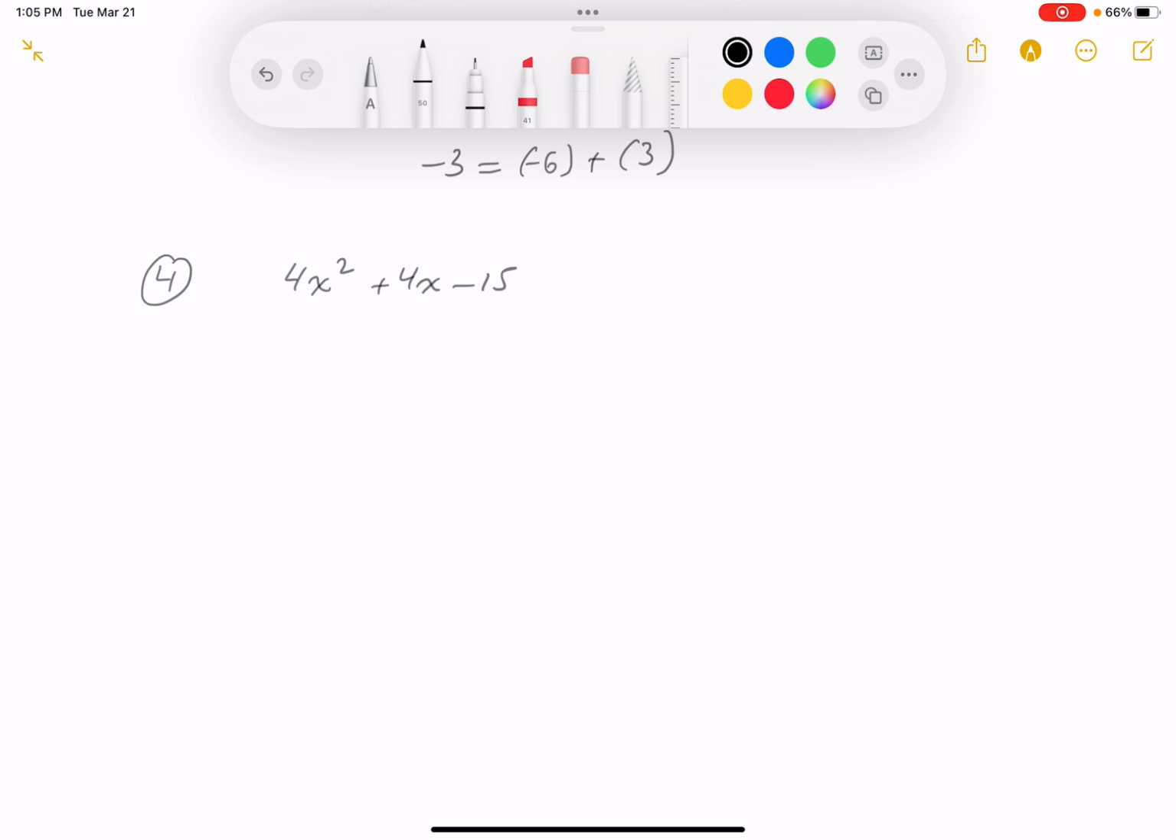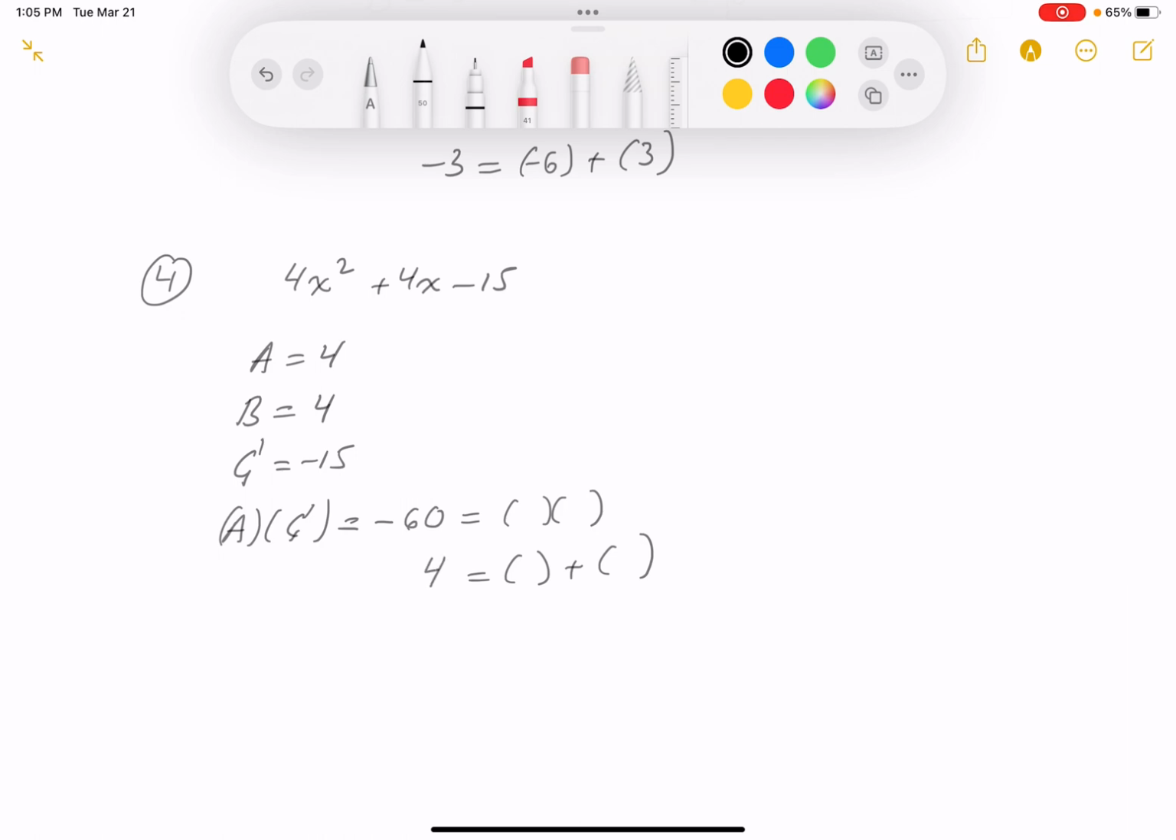So let's write this down. The AC rule. What's the A? The A is 4. The B is 4. And the C is minus 15. So I want to put down A times C. Well, A times C, if I look at it, is 4 times minus 15, which is going to be minus 60. All right, kind of a big number, right? So I'm looking for two numbers that multiply together to minus 60, but those same two numbers, when added together, would give me the B, which is 4.